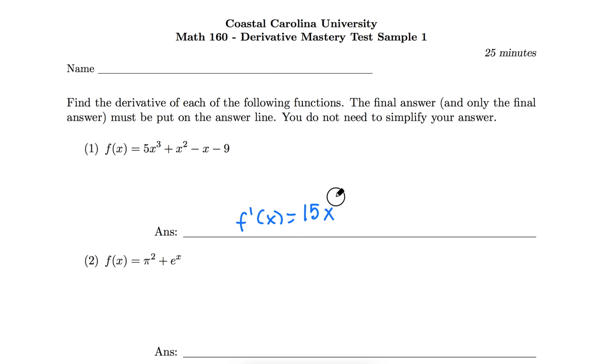minus 1, which is 2, plus derivative of x squared, that's 2 times 1, which is 2, times x to the power 2 minus 1, which is 1, we don't have to write 1, minus derivative of x is equal to 1, and minus derivative of 9, which is 0, so we don't have to write it.